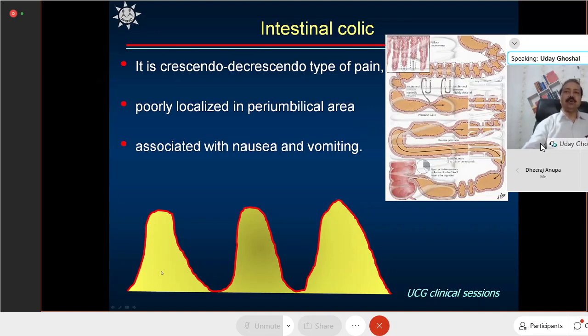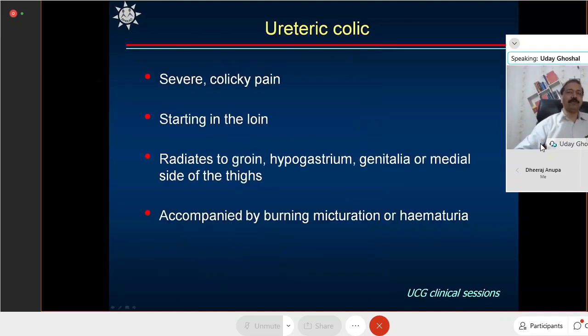It has a crescendo. It has a decrescendo. It has a plateau, but it is not repeated like intestinal colic. This is the answer what one wants from you. So ureteric colic, severe colic pain, starting in the loin, radiates to the groin, hypogastrium, genitalia, and medial side of the thigh. Why is it so?